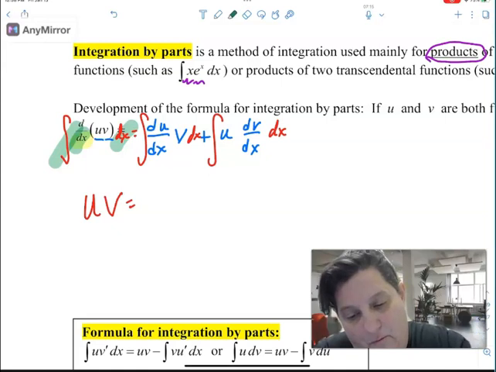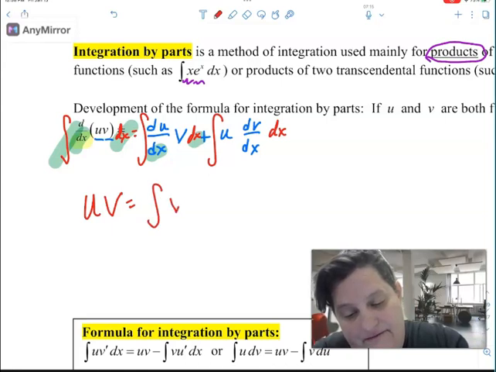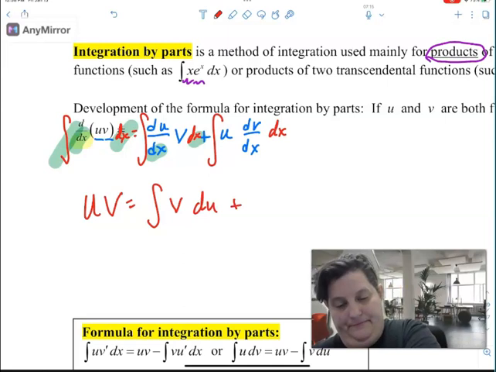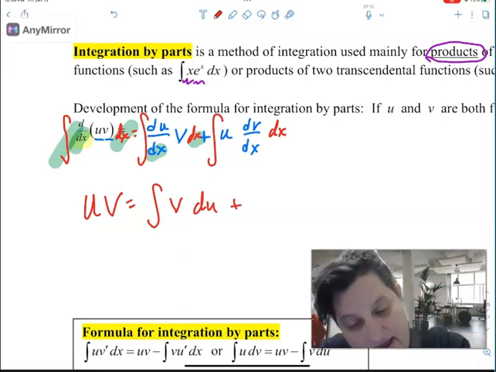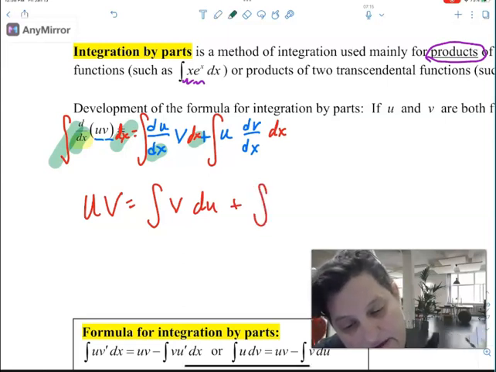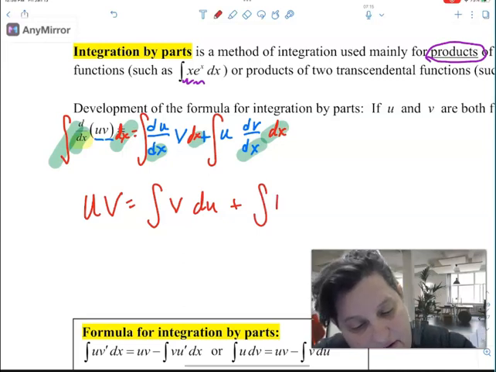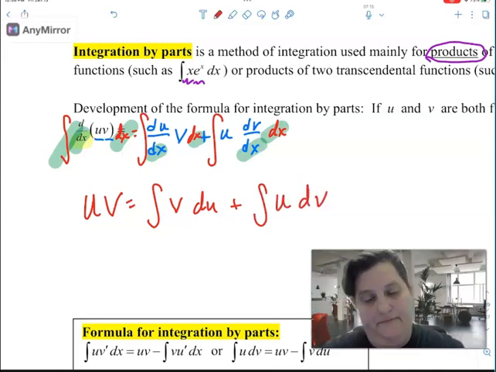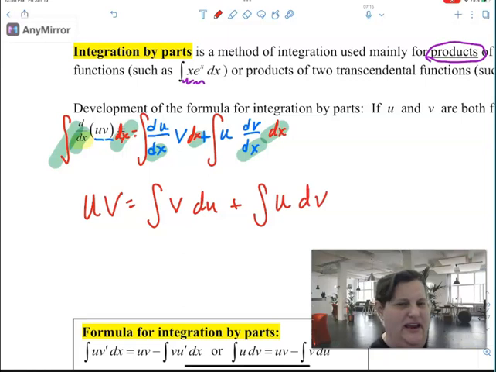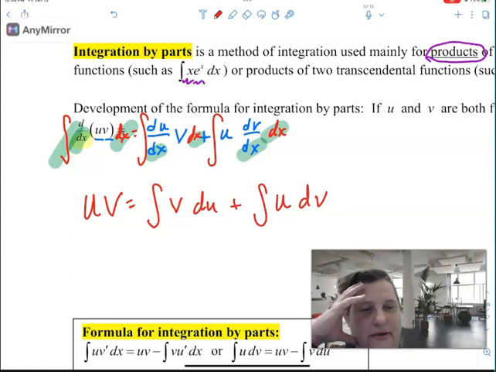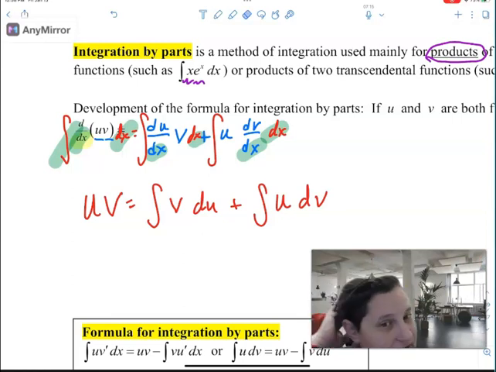Okay? Right here, see those dx's cross off? This is going to be the integral of v du. Alright? And then this, see how the dx's cross off, is going to be the integral of u dv. So I kind of got rid of all my x's, any dx or whatever. I got rid of that, and I got this formula. Okay? Now, it doesn't really help me. This tells me u times v, but I'm trying to find some integrals.